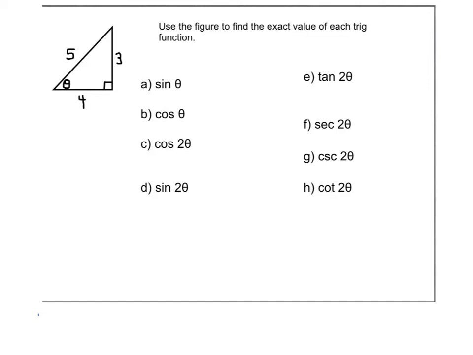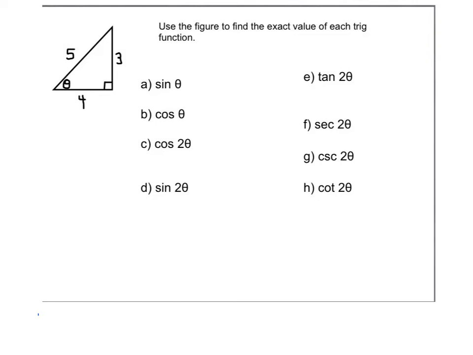Okay, here's another type of problem that we'll be using, and it's basically the marriage between right triangle trig, SOH CAH TOA, and the double angle formulas. So the ratios are given on the triangle already. It's a right triangle, it's a Pythagorean triple, a standard 3-4-5 triangle. And you're asked to use the figure to find the exact value of each trig function. So you need formulas and you need to know ratios.